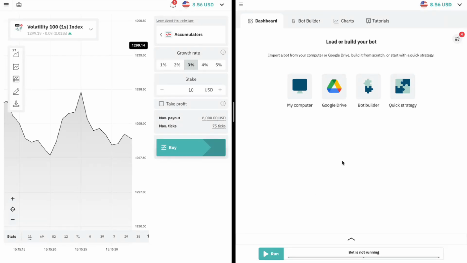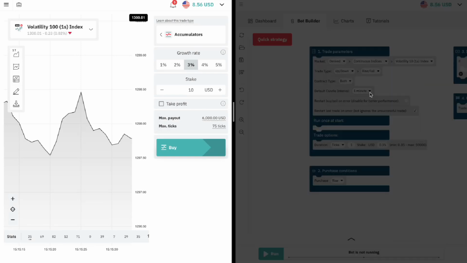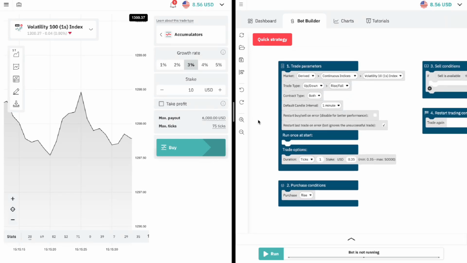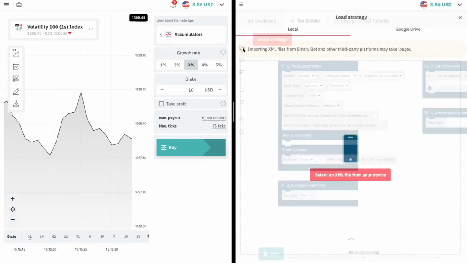So let's see how much we can make. Let's try and double this account. It's at 8.56, so twice that is $17. So what I'm going to do is come to Bot Builder. I hope I saved the bot that we changed.